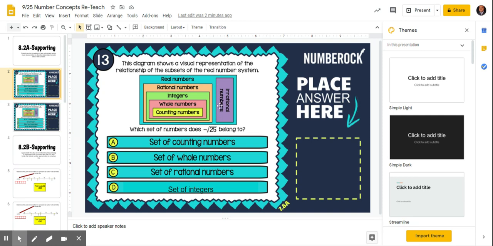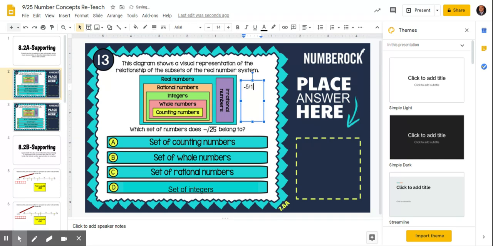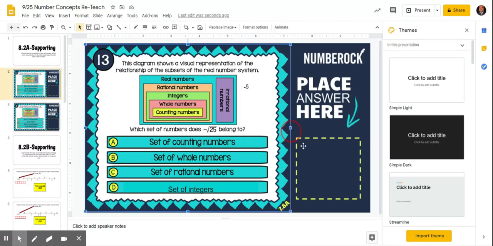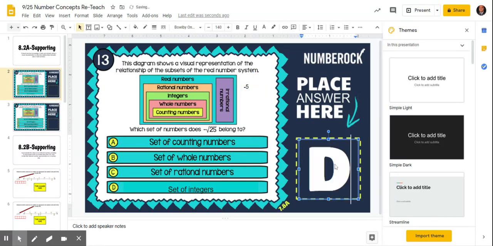Can I write negative 5 as an irrational number? Well, to do that, that means I couldn't write it as a fraction. And I can write negative 5 as a fraction: negative 5 over 1. So it is rational. But integers are not fractions or decimals. Okay? And in its natural state, negative 5 by itself is negative or positive. Whole numbers are only positive, so it stops here at integers. Our answer would be D.